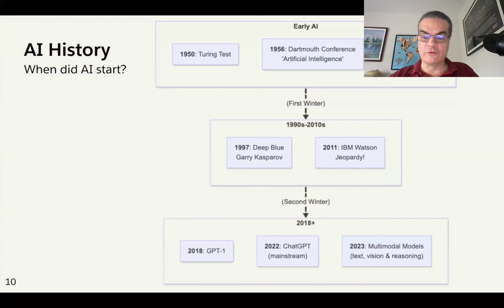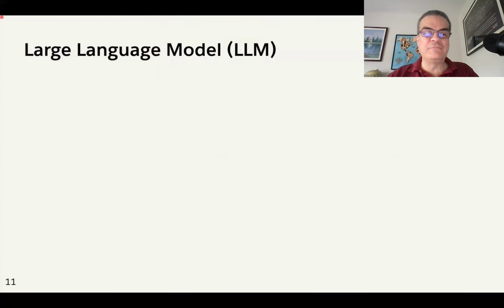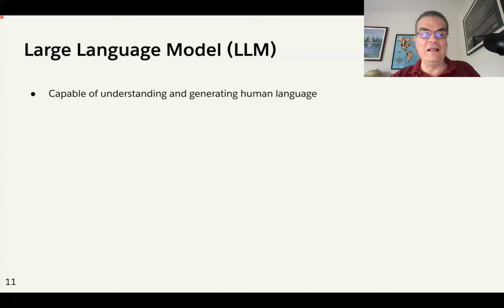But then we have another winter, where things cooled down a little bit until not too long ago, and in 2022, ChatGPT became mainstream. They've been working on LLMs since 2018. Now things are really picking up speed, really fast, and this is where Agentforce comes in today. But everything is based on what is called a large language model. So what's an LLM? Well, an LLM is capable of understanding and generating human language.